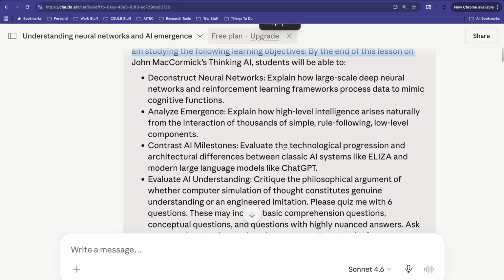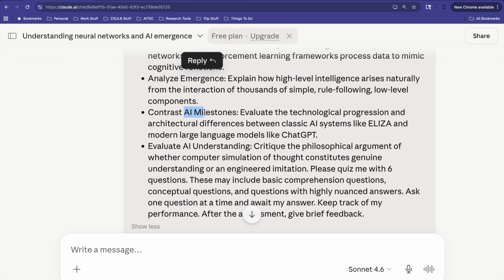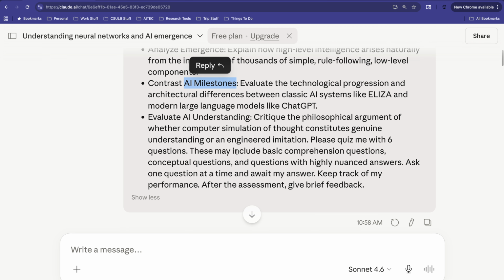And I have to, because I'm going to talk to John McCormick, that's part of my job. I kind of enjoy that. I get to talk to really smart people. I want to make sure that I know what I'm talking about when I talk to him. And so I'm learning about neural networks, the concept of emergence, different milestones in the history of artificial intelligence, and what we might call AI understanding or lack thereof, right?